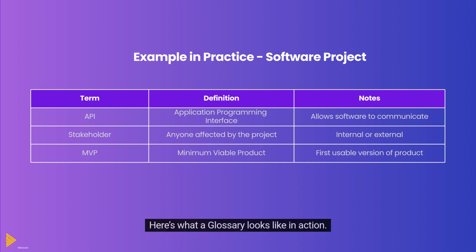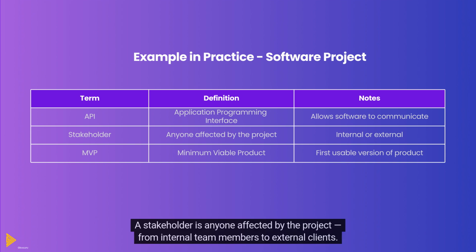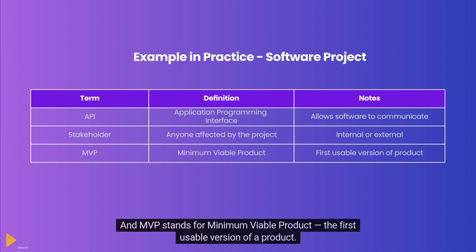Here's what a glossary looks like in action. Imagine you're working on a software project. You identify key terms like API, stakeholder, and MVP. For each one, you write a clear, simple definition. For example, an API is an application programming interface. It allows different software systems to communicate. A stakeholder is anyone affected by the project, from internal team members to external clients. And MVP stands for Minimum Viable Product, the first usable version of a product.